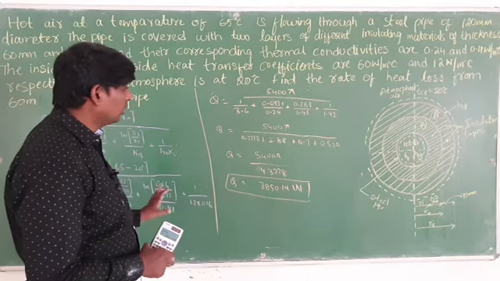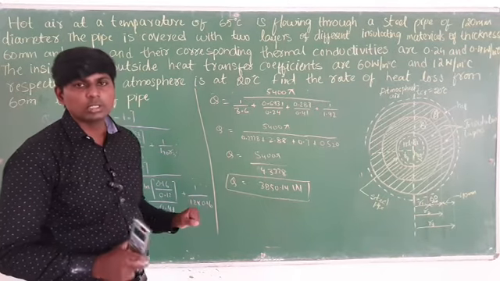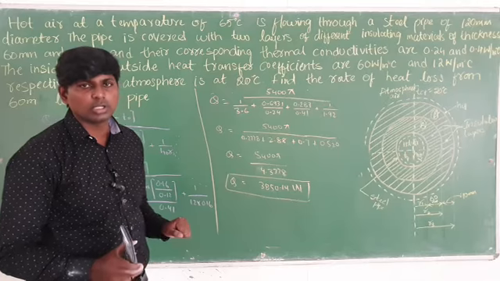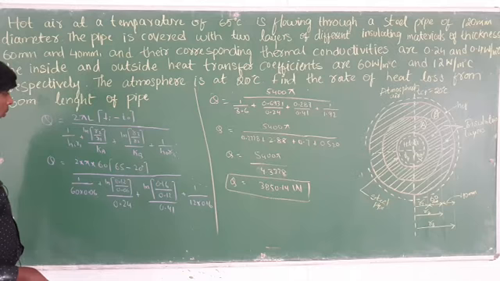This one is T1, this one is T2. Then he may ask to find the intermediate temperature, but in this problem he is not asking for the intermediate temperature. Suppose he is asking to find the intermediate temperature, what do you have to do?